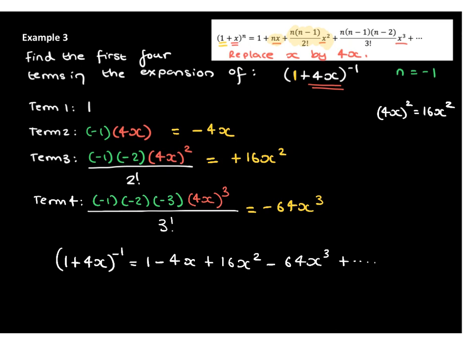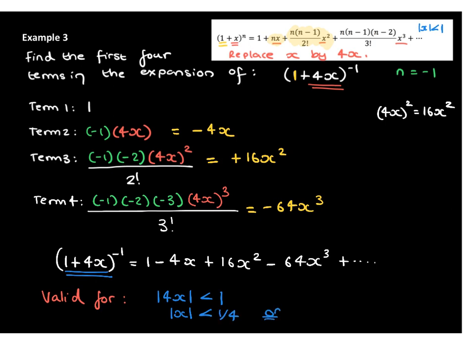Now, validity. This is going to be slightly different because of the contents of this bracket, because it's no longer a single x. So this time, rather than mod x is less than 1, which is what we would say if the expansion looked like the generic example, we have mod of 4x less than 1. Now, divide both sides of this by 4, which we can do. 4 is positive, so it's absolutely fine. This gives us mod x is less than 1/4.